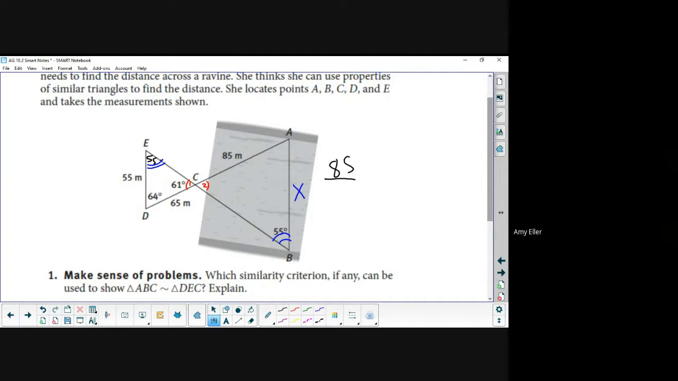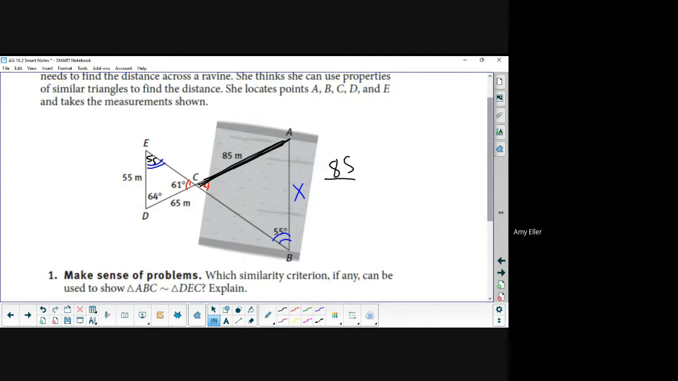You decide to go with 85. I need to compare 85 to one of the numbers in this triangle. Don't just guess. Here's how you figure it out. Look at what I call the landmarks. What is 85 next to? 85 is next to the red vertical angle and the angle that's not marked.